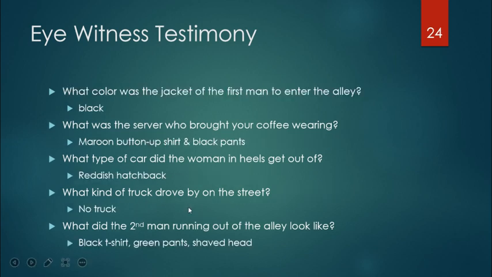Here are the answers. The first man to enter the alley did have a black jacket on. What was the server who brought your coffee wearing? A maroon button-up shirt and black pants.